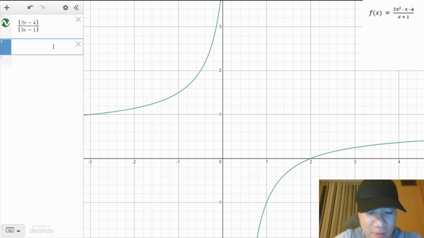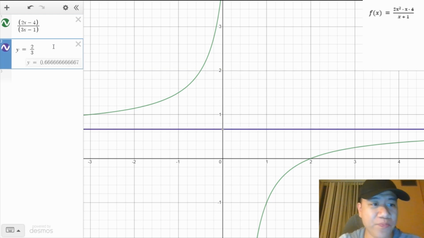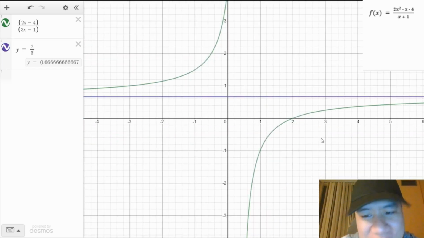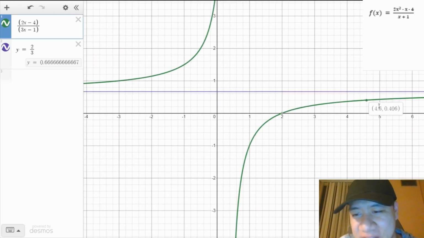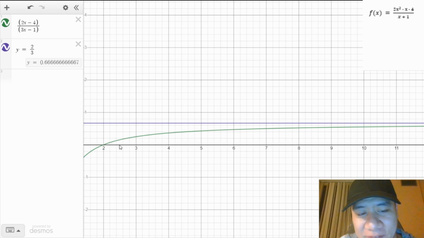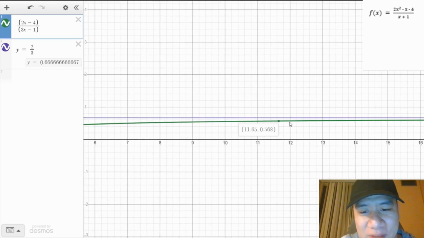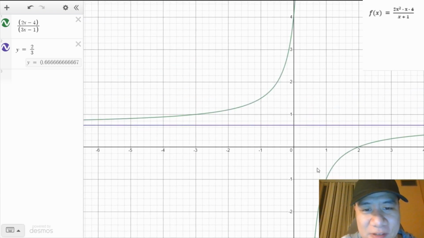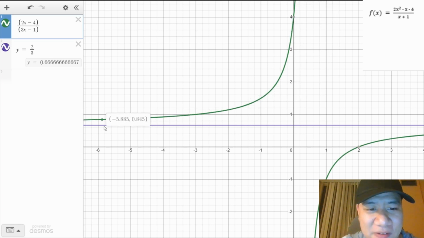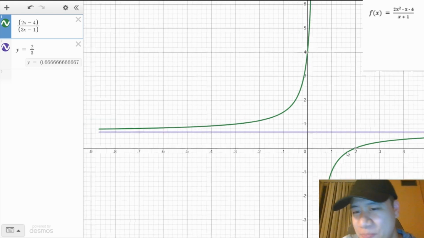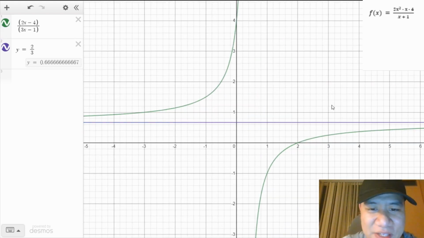Okay, y equals 2/3. So you can already see that our analysis is sound. As our function approaches positive infinity, our function approaches the asymptote from below. It goes all the way down like this. Similarly, when x is approaching negative infinity, our function approaches the asymptote from above. It goes like this. And yeah, that's it. That's how you do it.